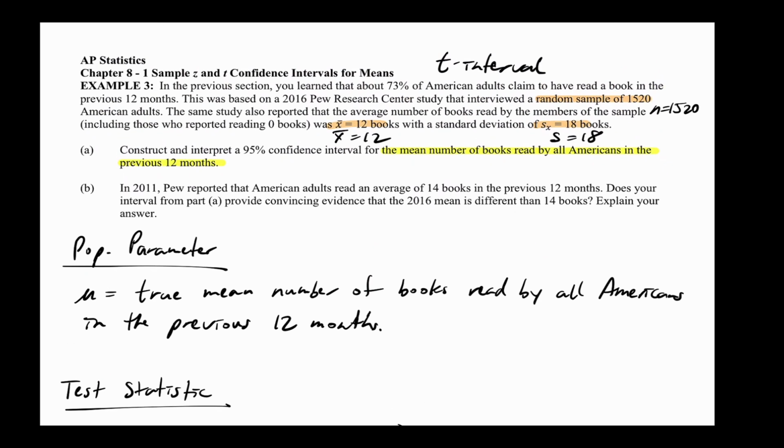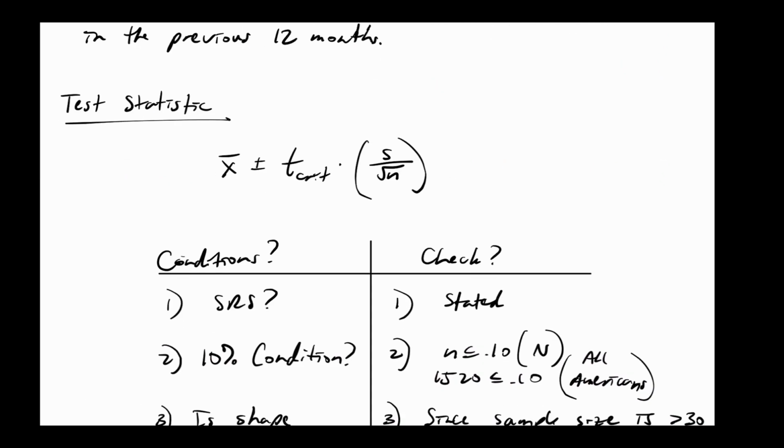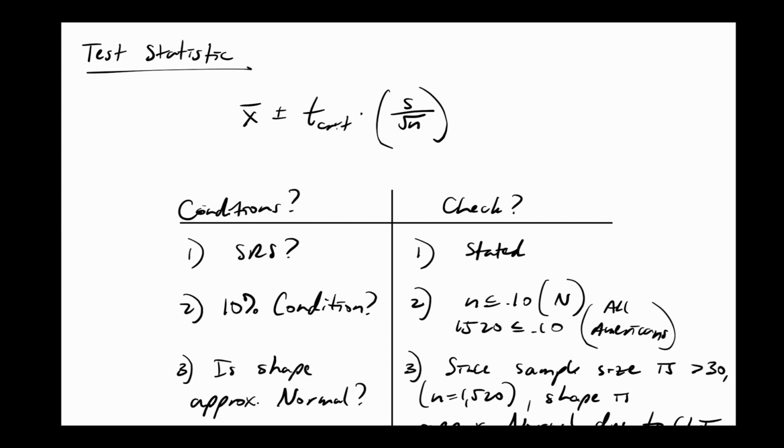Test statistic. Well, this is T because I don't know population standard deviation. I just know the sample standard deviation, which was 18. I don't know the standard deviation for all Americans. I only know for the 1,520 that were in the sample. Okay. So because of that, my test statistic is X bar plus or minus T critical times S divided by the square root of N.